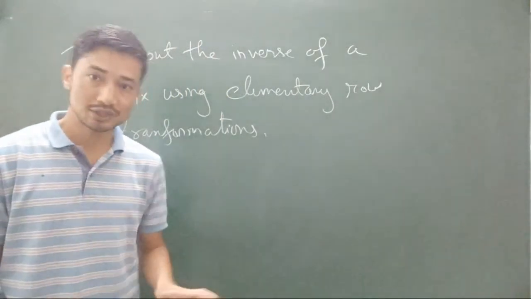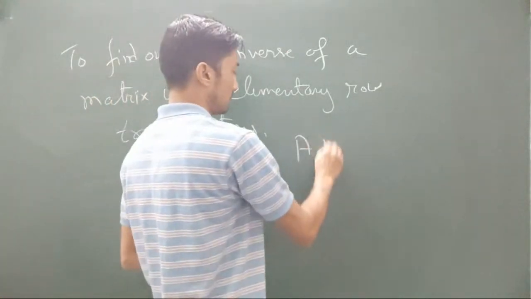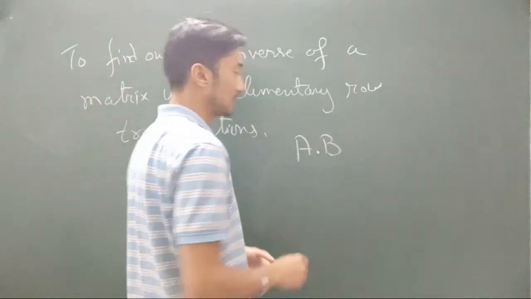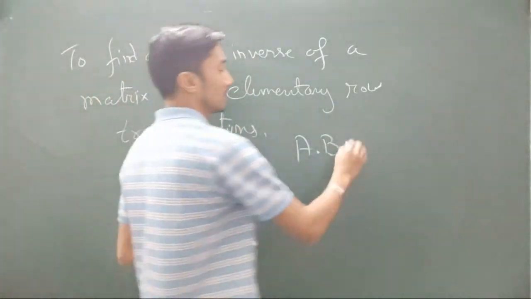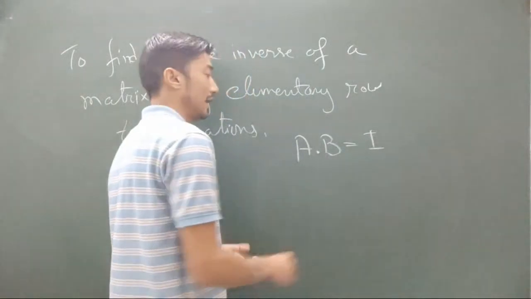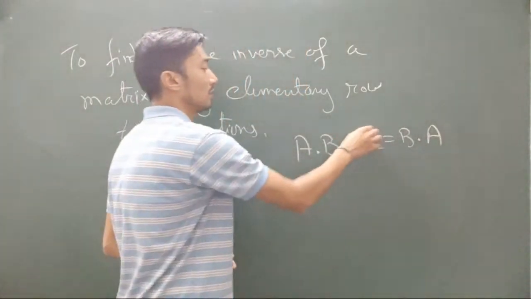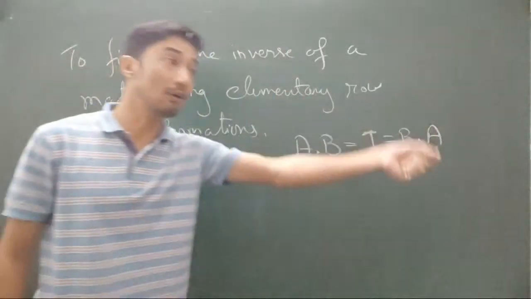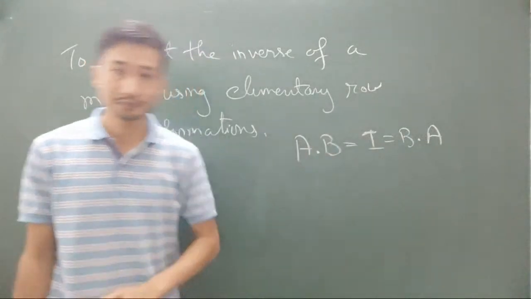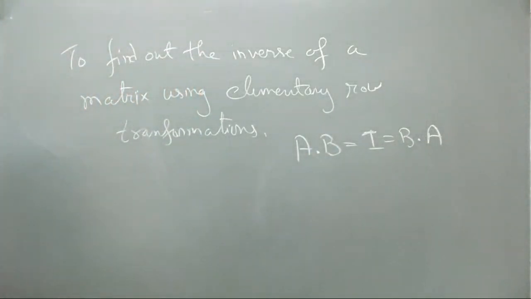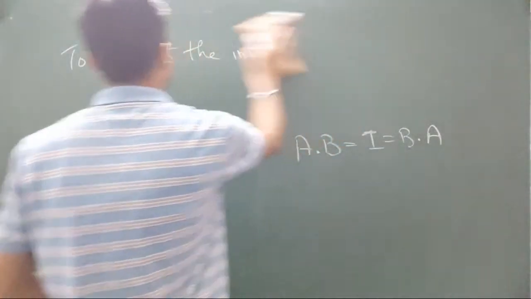We have already seen the condition for invertible matrices. What is that? The condition is that when you multiply the expected inverse matrix B with our given matrix A, the product should be I, or vice versa, B into A. So the product of those two matrices should be I. Alright, so let us begin.